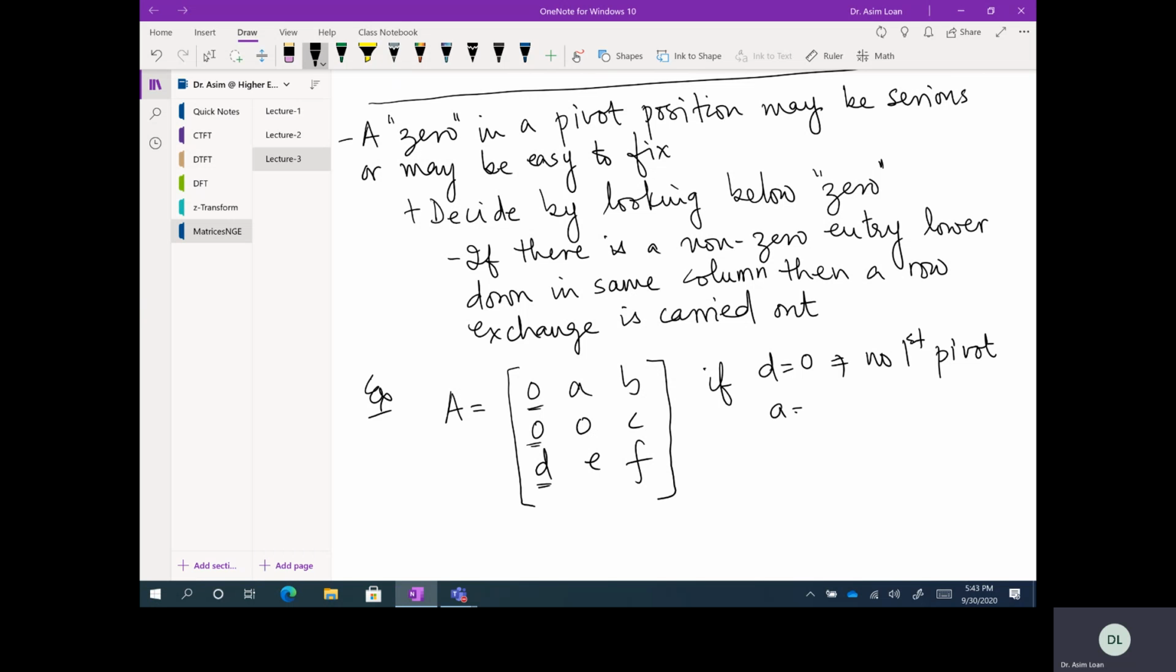If A is equal to 0, then there is no second pivot. And if C is equal to 0, there is no third pivot.